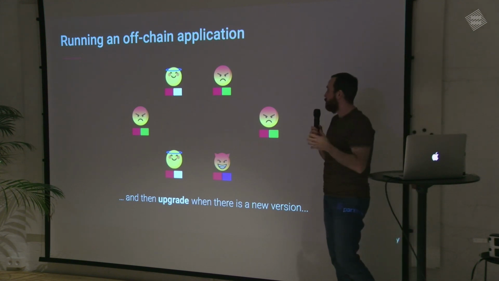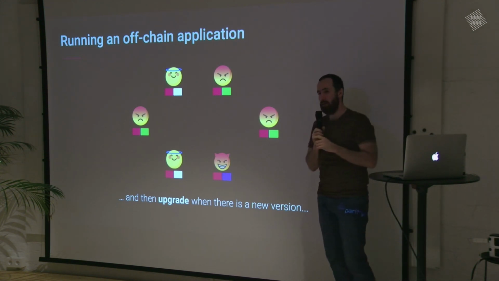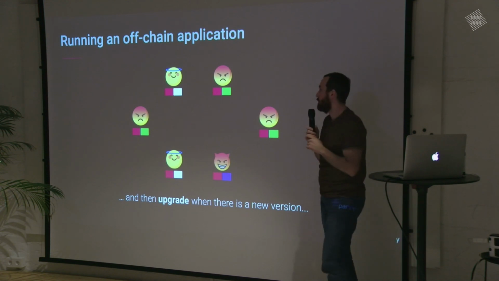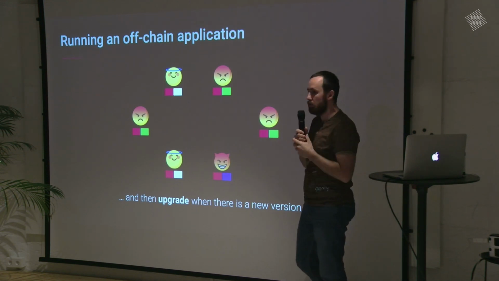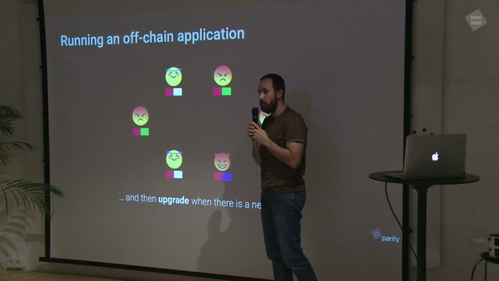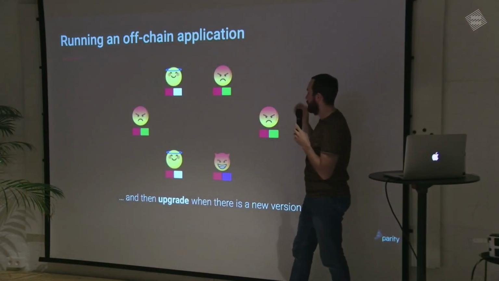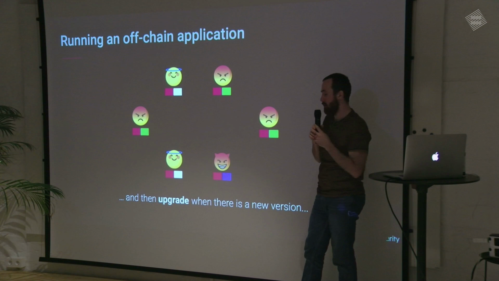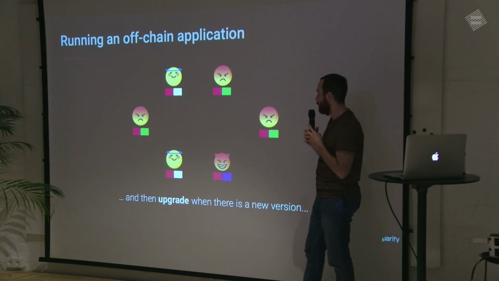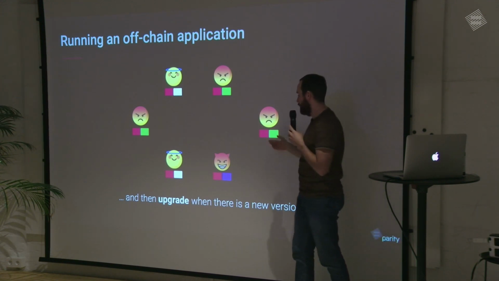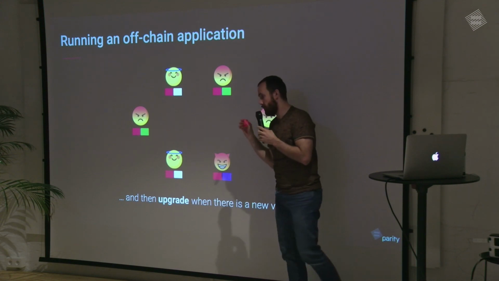And then stuff will get way more complicated if you decide to do an upgrade. So if you want to change the code, change the URL that is being used to fetch this BTC price, then some people might update to this new version, some people might not, and they might not be happy because their nodes won't receive rewards anymore. And some people can be just plain malicious.